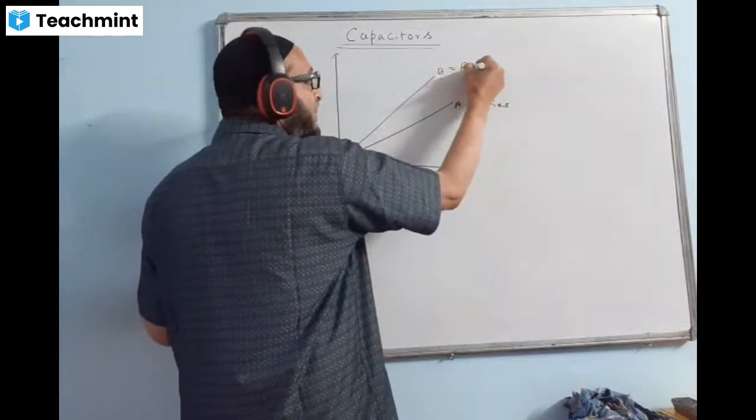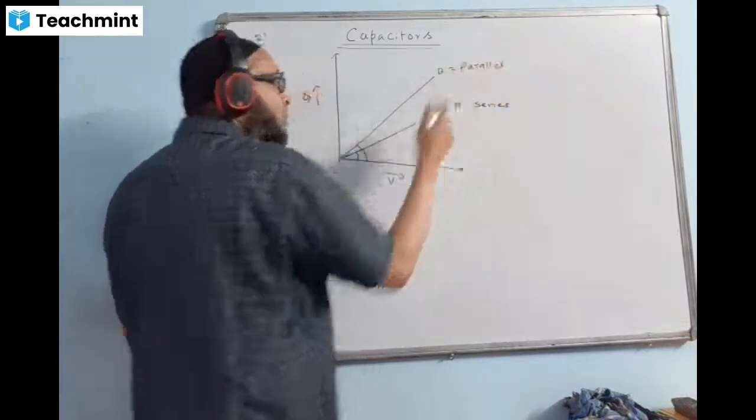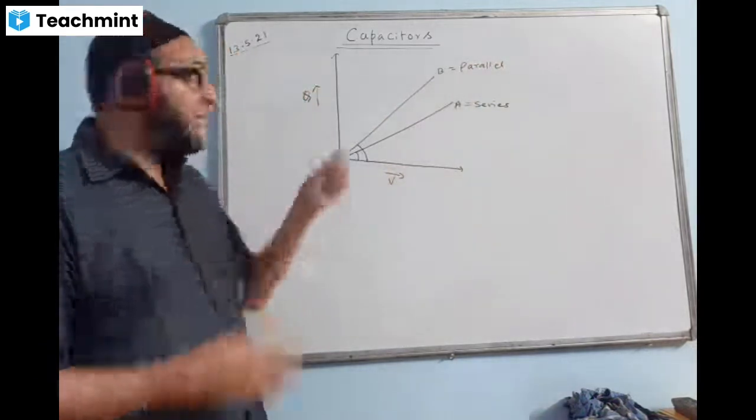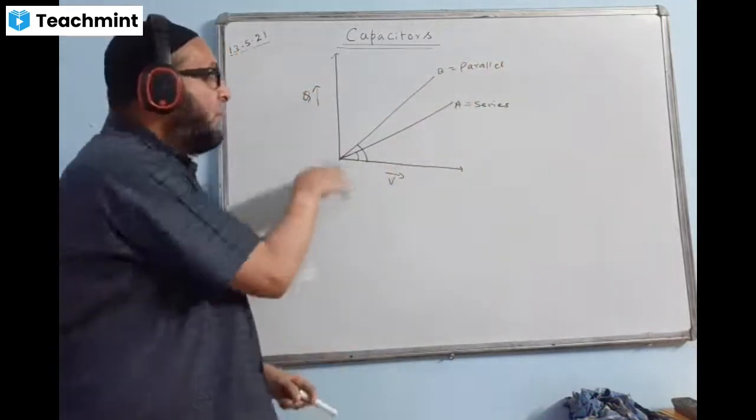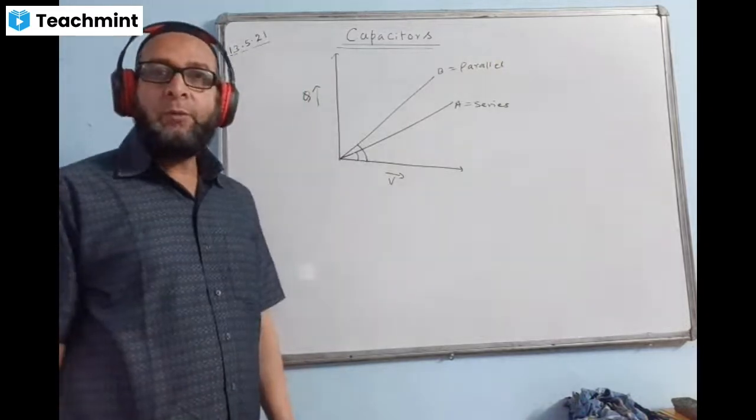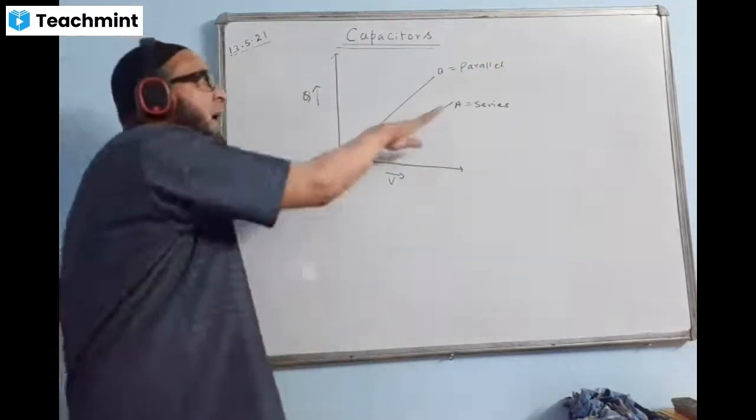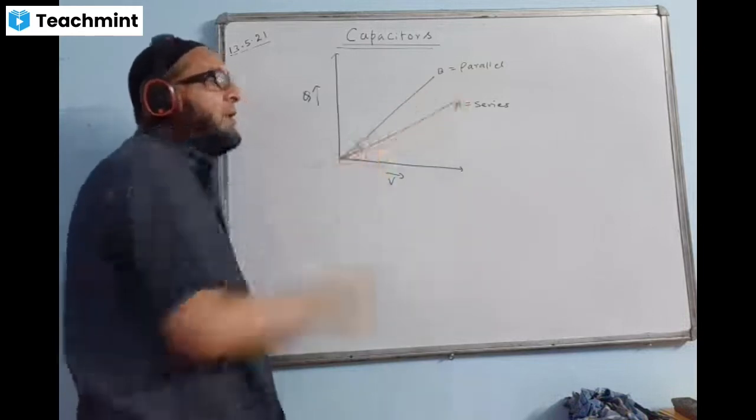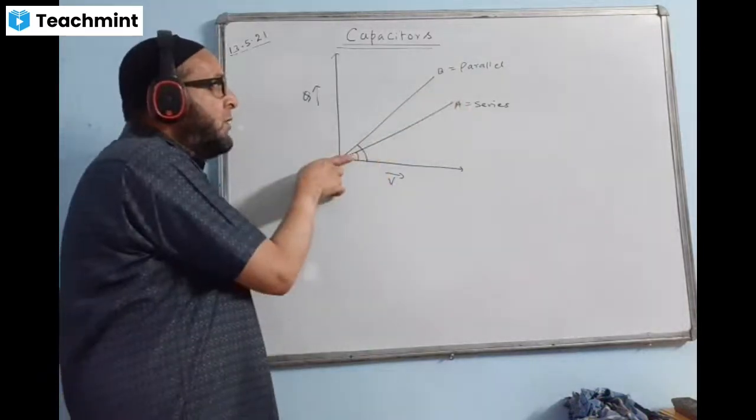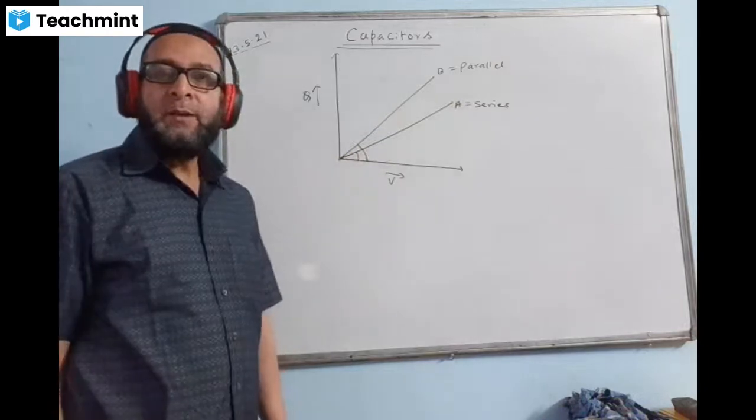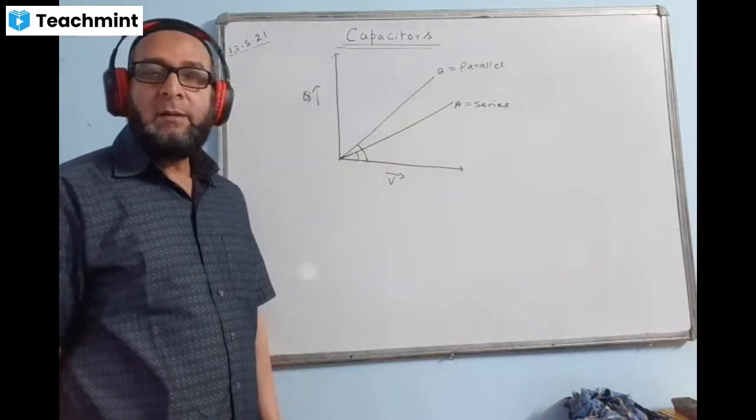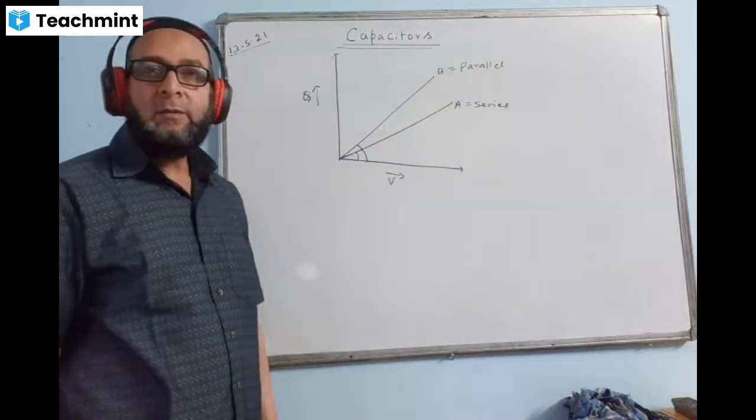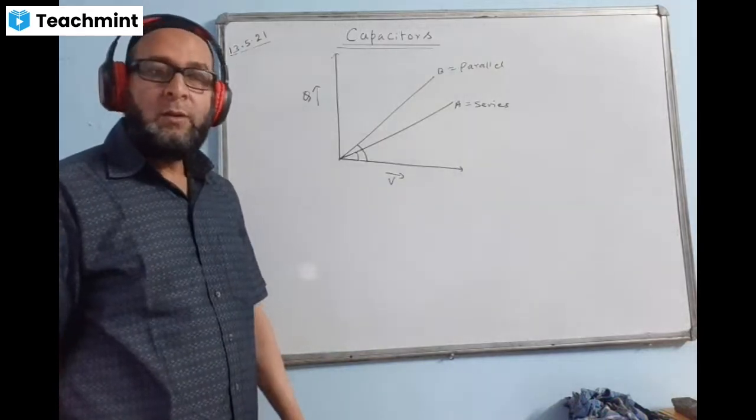Because in parallel the capacitance value should come more, and capacitance here, in the QV graph, is determined by the slope. So we see the slope of line A is smaller, so it has less capacitance, which is possible in series. So A represents series and B represents parallel. Hope understood.